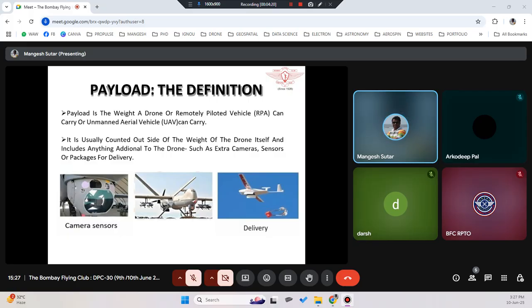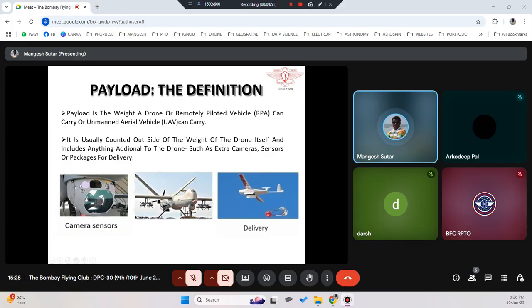So normally you will consider them as dead weight, just like a payload. They may be able to give you support, or they may not support in handling the drone in case of emergency. So it is basically the payload. It is usually counted outside of the weight of the drone itself, and includes anything additional to the drone, such as camera, sensors, package for delivery. All that can be considered as payload.